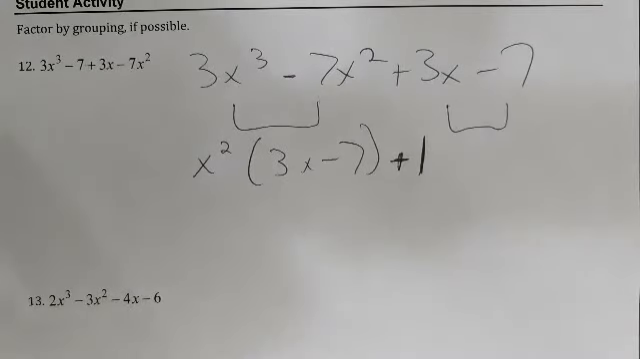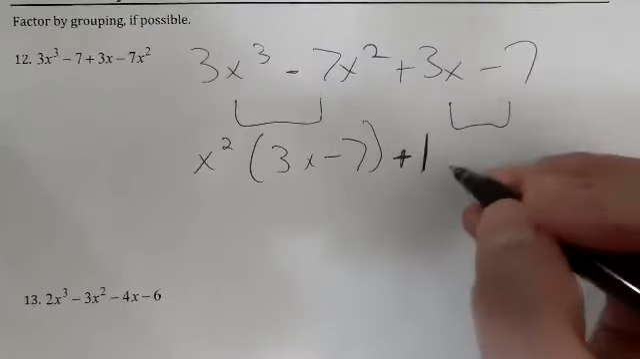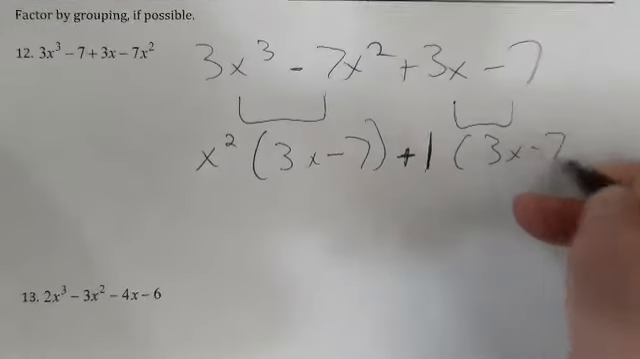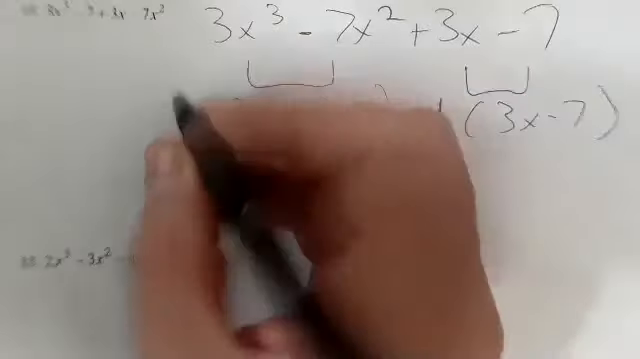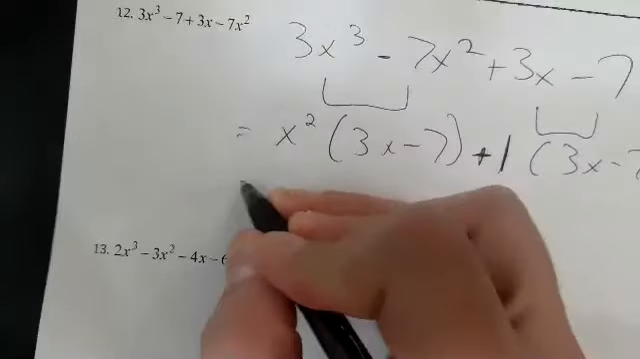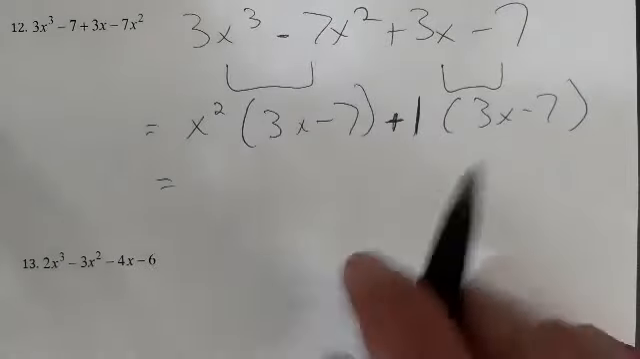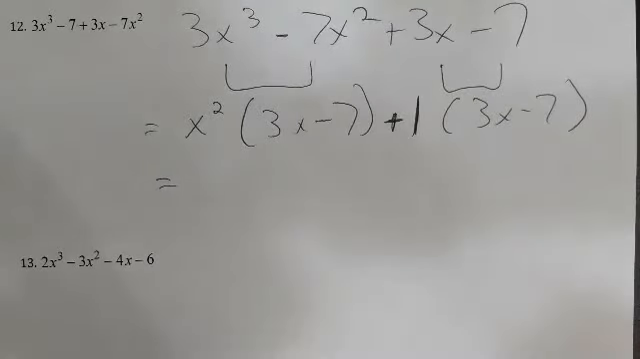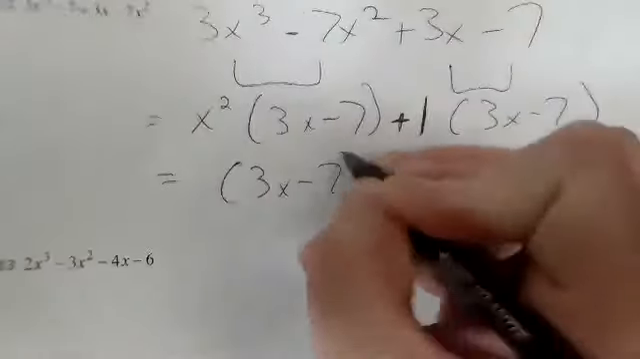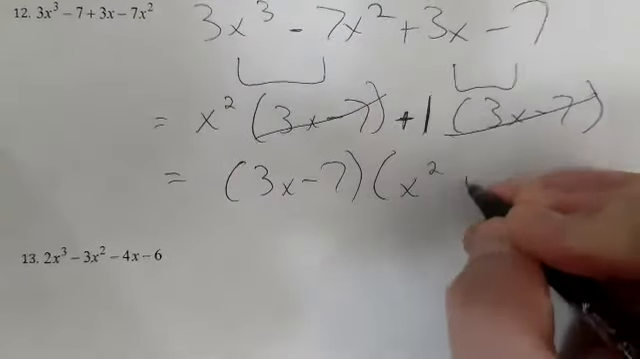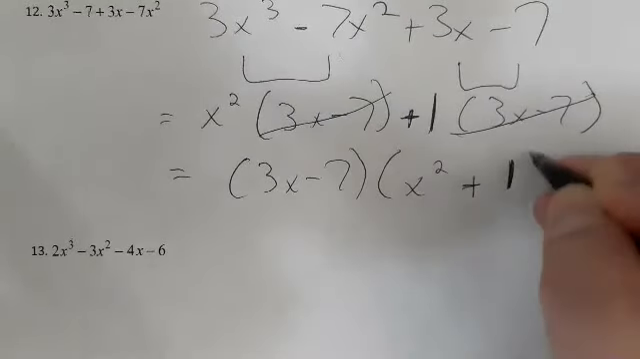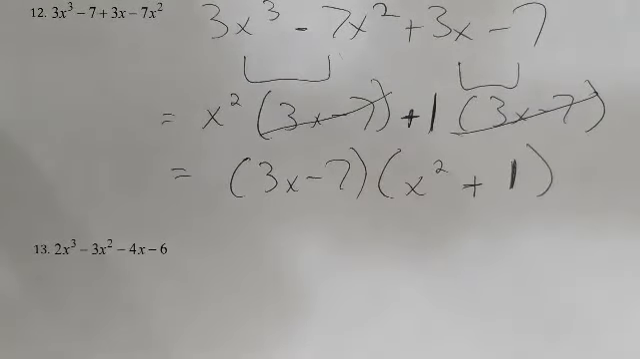And so we are still adding. Don't forget your addition. And I'm going to take out 1. And I'm going to write it there. And it might seem silly, but this next step is where you're going to see it really comes in. If you don't write the 1, it might be hard to see it. But we're going to pull out 3x minus 7. And what we're going to be left with is x squared plus 1. And so that plus 1 makes all the world of a difference.